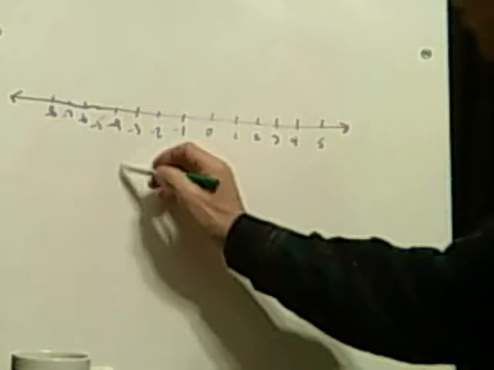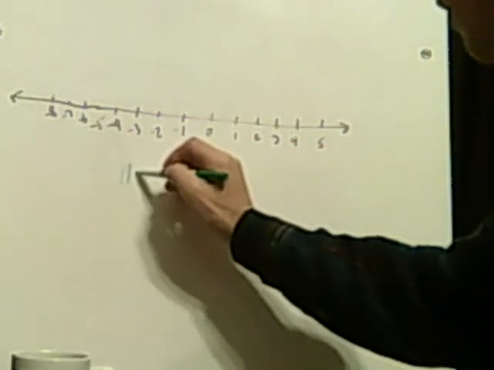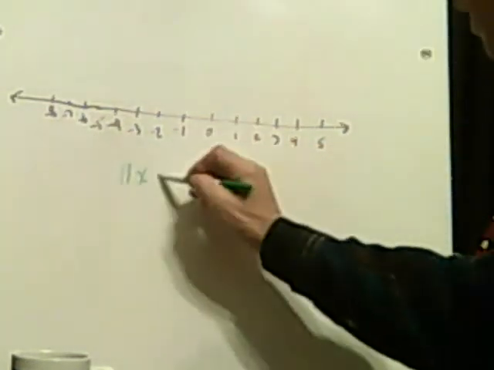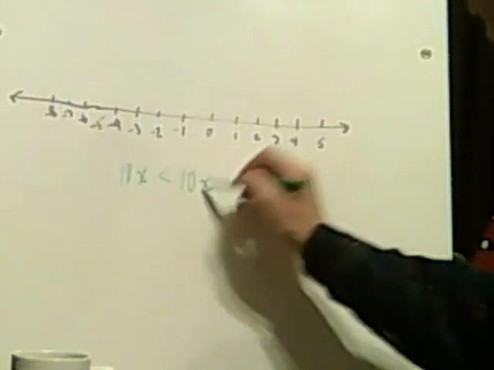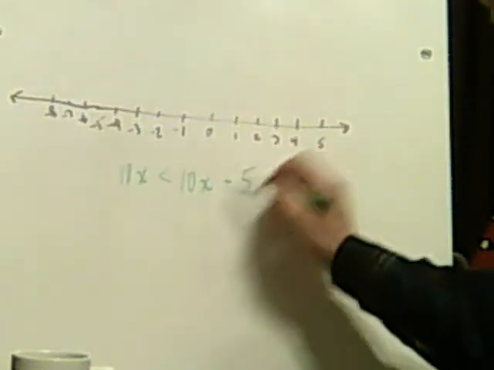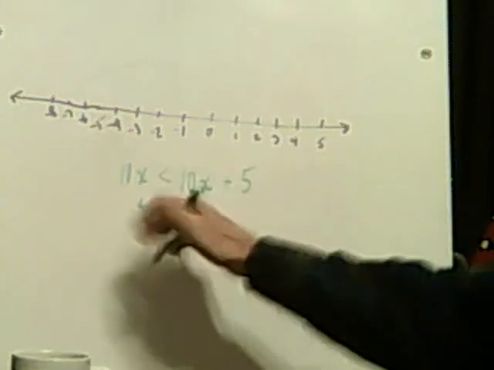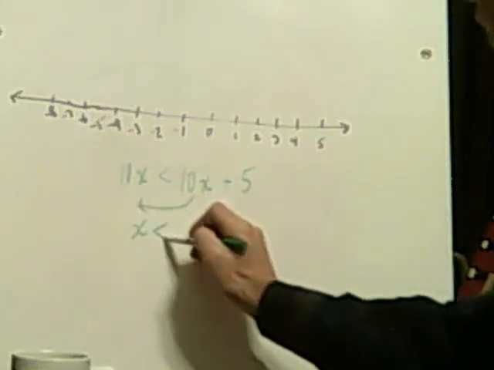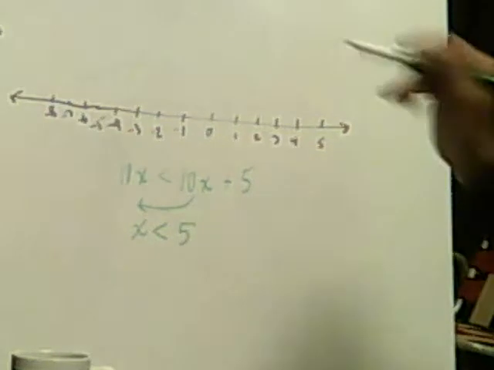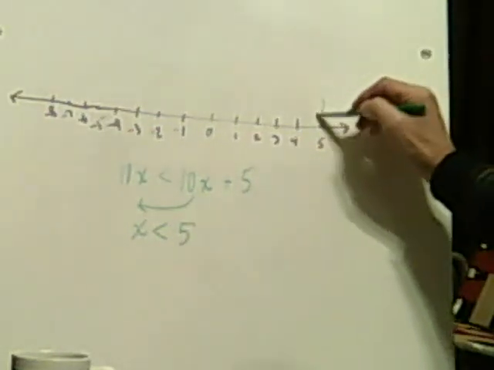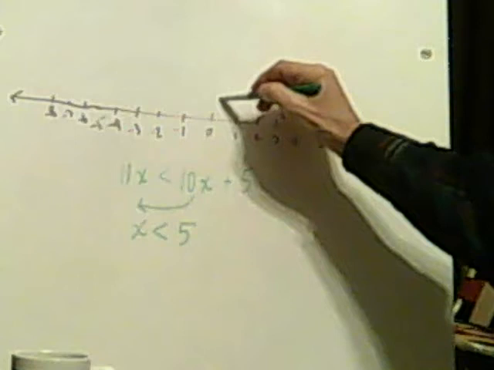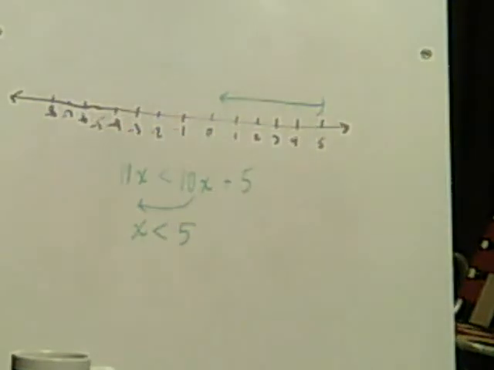Okay, I'll try to work underneath now. Okay, here's one. 11x is less than 10x plus 5. So what we're going to do is move this to the other side where it's going to be subtracted. 11x minus 10x is just x, so we end up with x is less than 5. So it's less than 5, but not equal to 5. So it's going to look like that. Less than 5.